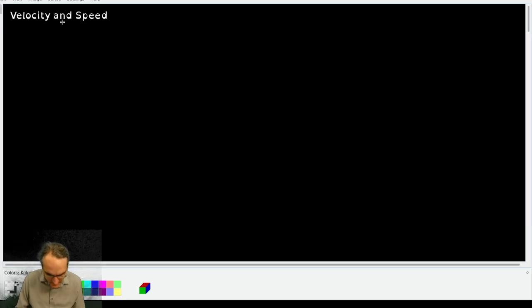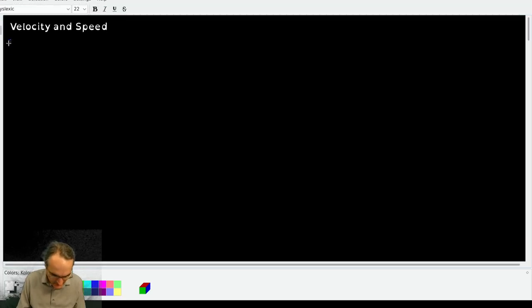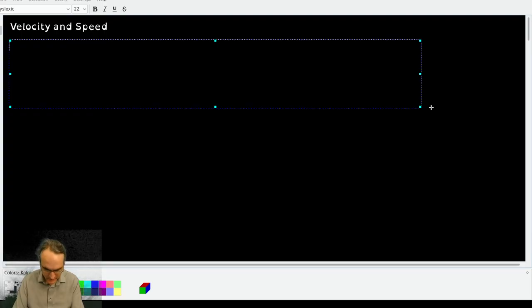There we go. Velocity and speed. So as a quick definition, speed is just how fast you are traveling.